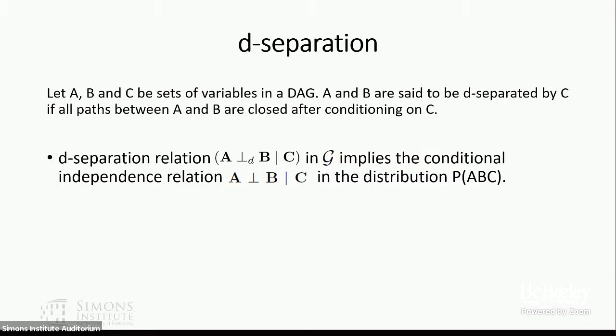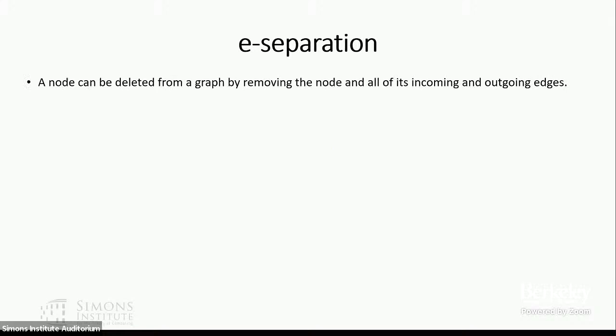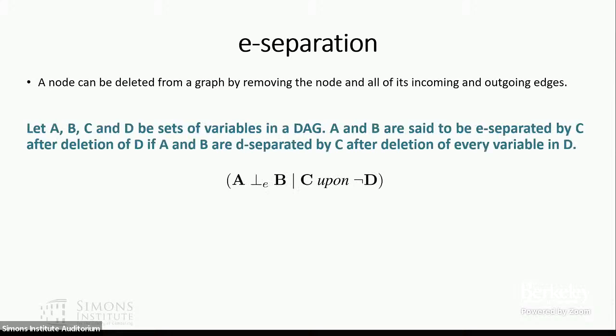One more definition that I want to introduce is E-separation. When I say that a node can be deleted from a graph, I mean removing the node and all its ingoing and outgoing edges. Now, if we have variables A, B, C, and D in a DAG, A and B are E-separated by C after deletion of D if A and B are D-separated by C after deletion of every variable in D. I'll denote it as here.